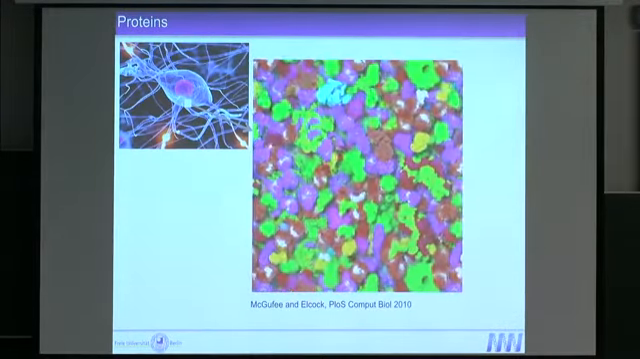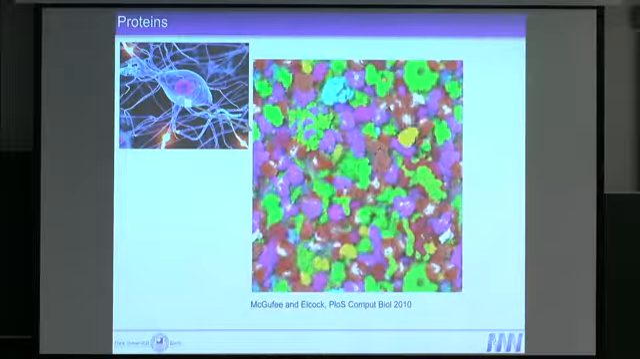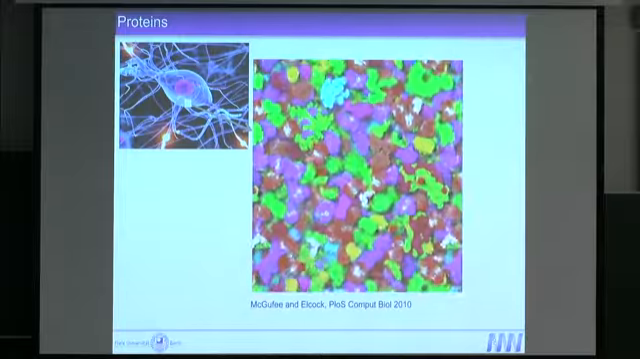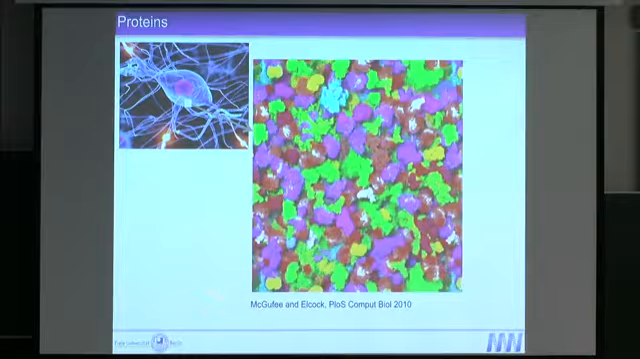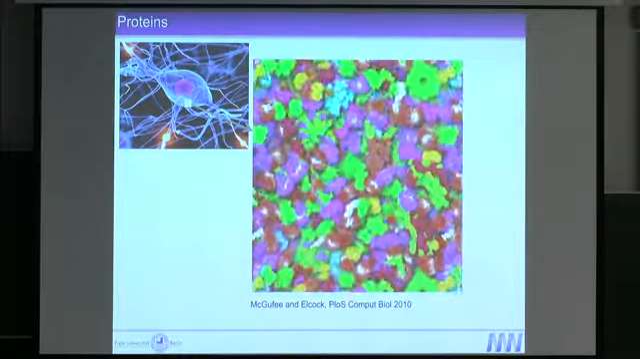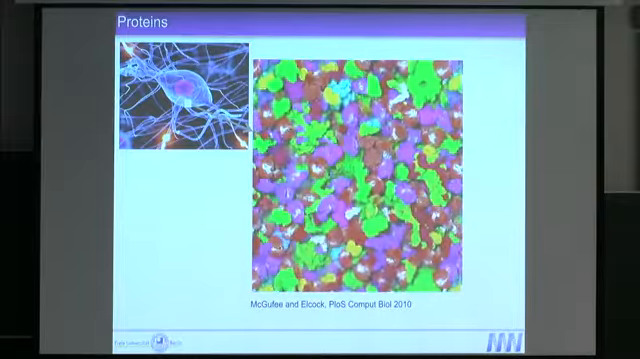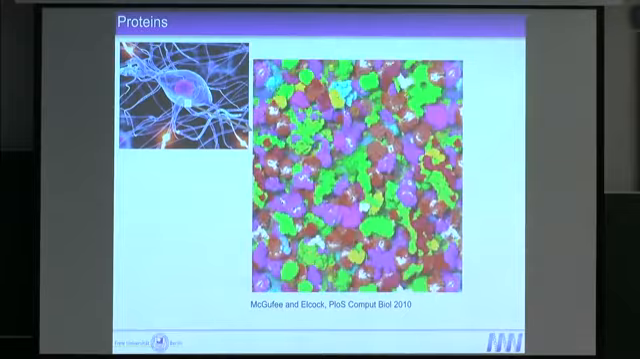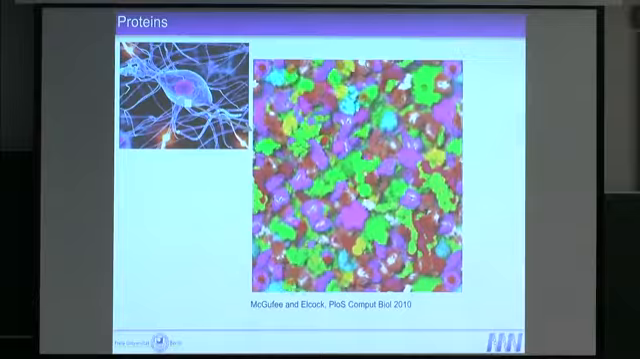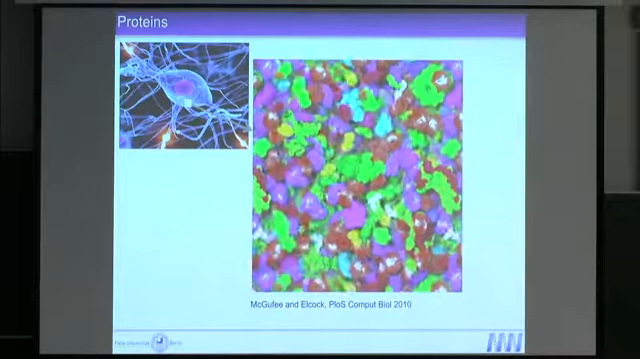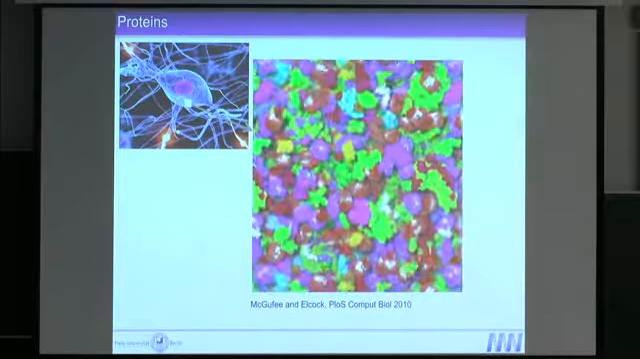So let's look into cells. This is a brain cell in this case, and this is a simulation done by McGuffee and Elcock using Brownian dynamics of a chunk of cytosol, which is actually not from a brain cell. So that's biologically nonsense, this slide, but this is a methodological conference. So let's focus on the scales here.